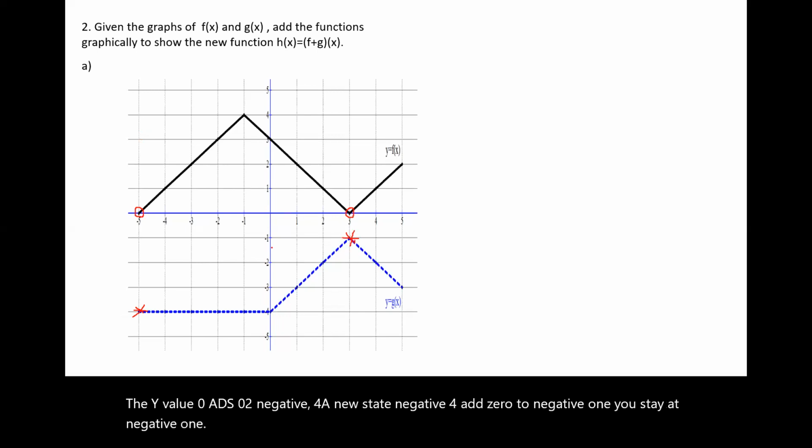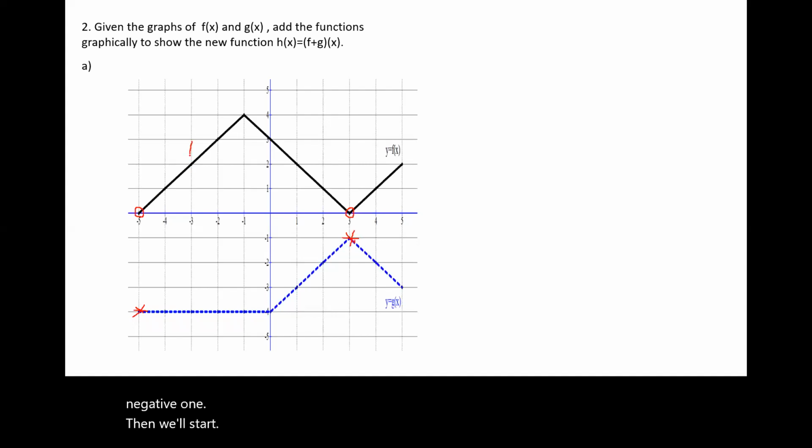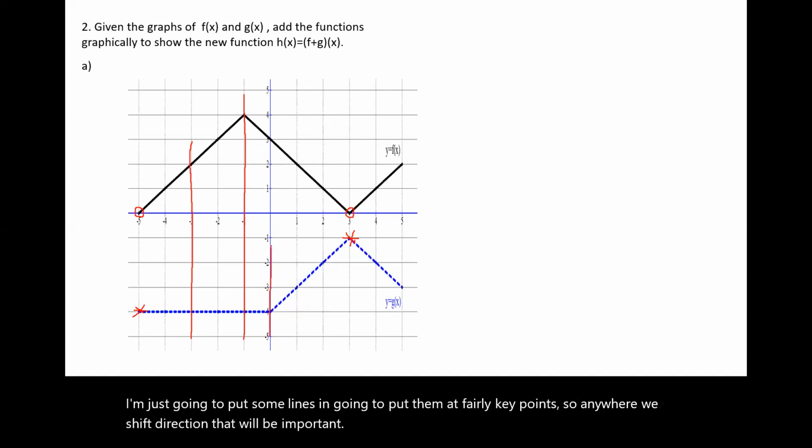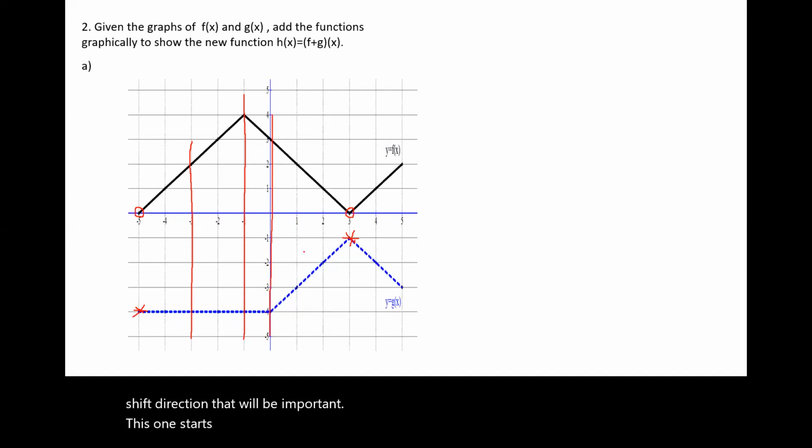Okay, then we'll start drawing some lines in here. So I'm just going to put some lines in. I'm going to put them at fairly key points, so anywhere we shift direction, that'll be important. This one starts shifting direction there, so we'll put that in. These ones are pretty constant for a while, and maybe we'll put one more here.